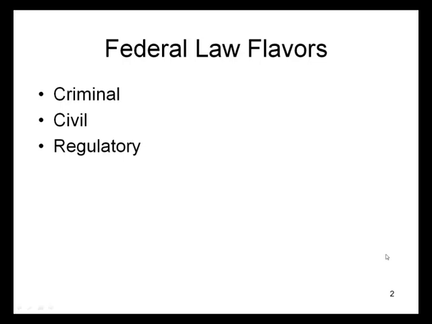There are essentially three flavors of law in the federal system. One is criminal, and criminal law is where we are punishing a behavior on behalf of society. It includes the traditional things like murder, rape, etc., but it also includes crimes that are unique to the federal system, such as interstate commerce crimes, as well as crimes against the federal government itself. And those are the crimes for which we arrest people and put people in jail.